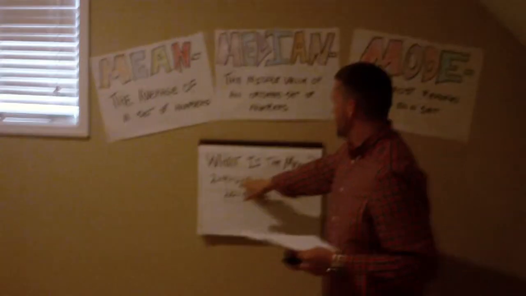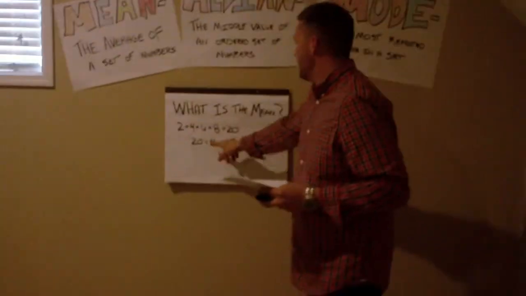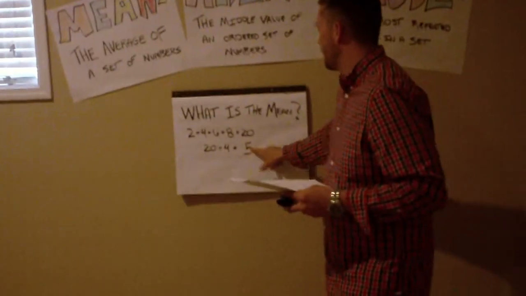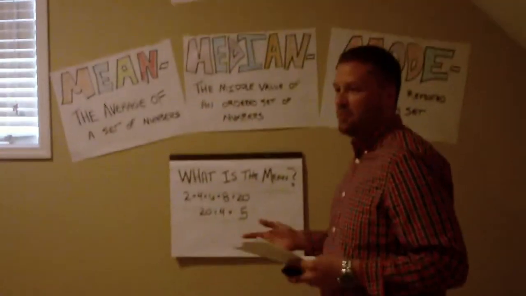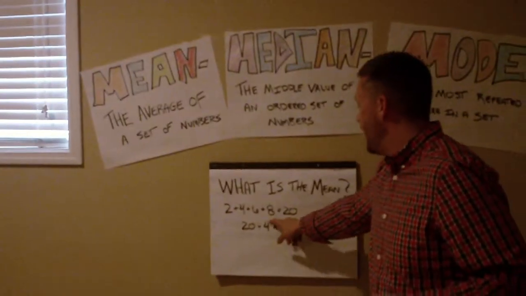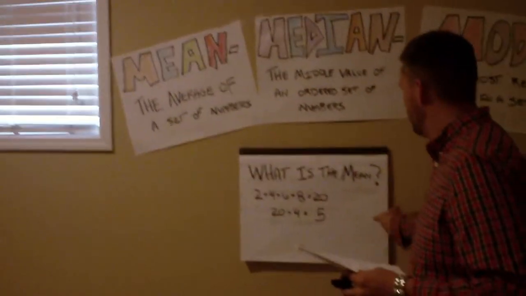2 plus 4 plus 6 plus 8 is 20. And then you take the sum of that set divided by the number of numbers you have, which is 1, 2, 3, 4. So 20 divided by 4 equals 5. So to find the mean of a set of numbers, you just have to add up the numbers in the set. They can be in any numerical order. Divide by how many numbers you have, and that gets the mean.